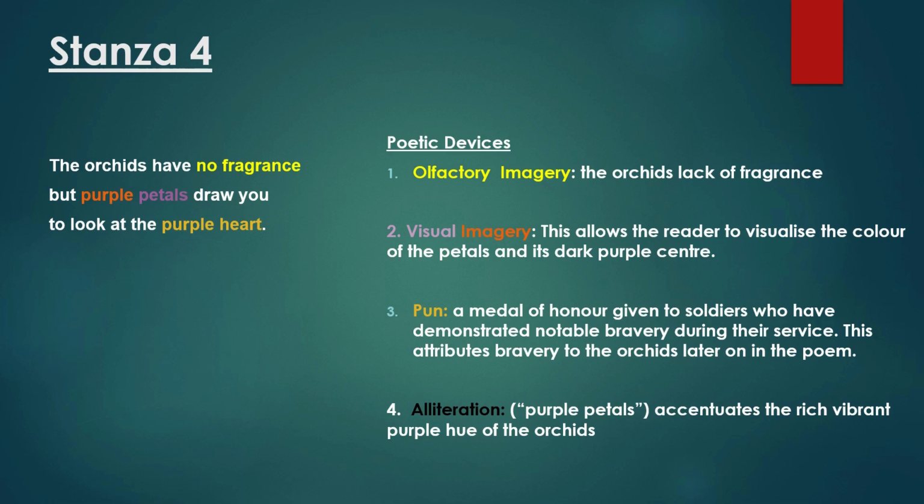So literally, the orchid has purple petals, right? But in the center of the orchid, you will find a darker purple hue of the petal, right in the center there. So that's what they're calling the heart. It's not that it actually has a fleshy heart there, but because they're referring to its center, it's known as the purple heart, right?